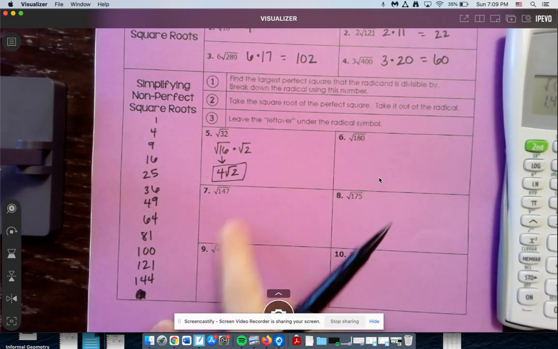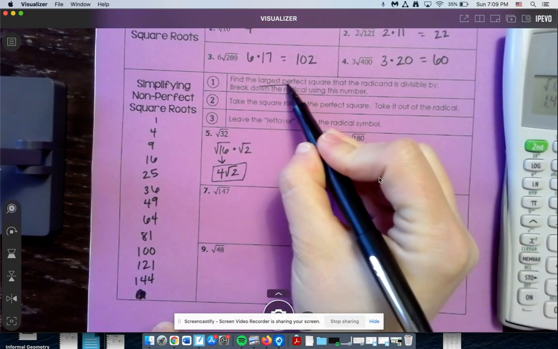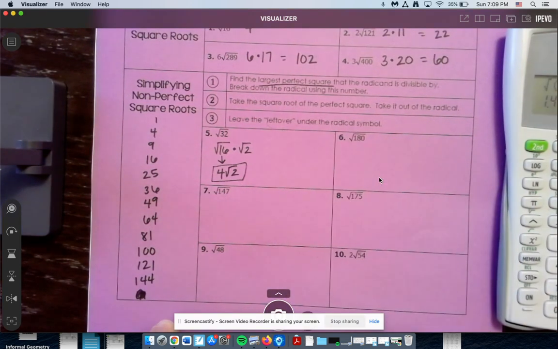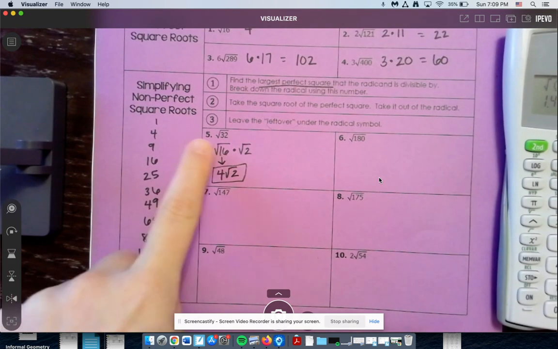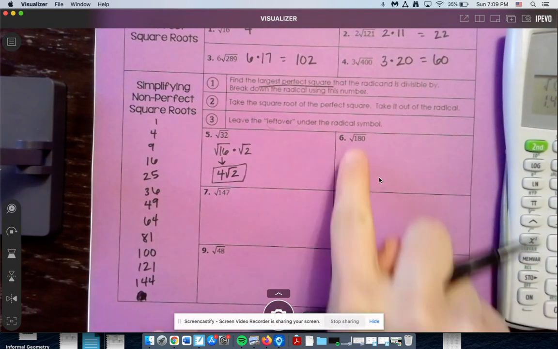But the big key here, you guys, is I want you to underline this in your notes. It says find the largest perfect square. You want it to be the biggest one on our list that fits into the original problem. Okay? All right, let's do number 6.